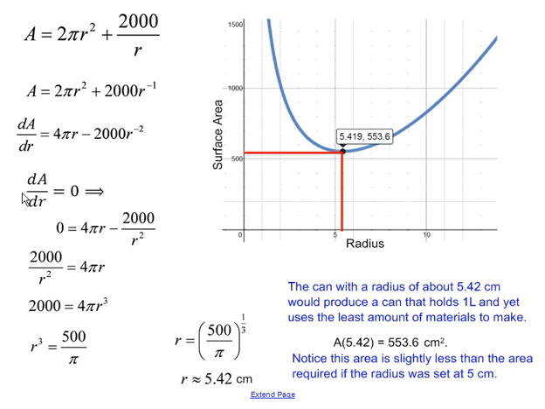So if I want to make a can that holds 1,000 milliliters, or 1 liter, of liquid, and use the smallest amount of surface area possible, these are the dimensions that would be required. You could also find the height by using the height formula. Anyway, there you go.